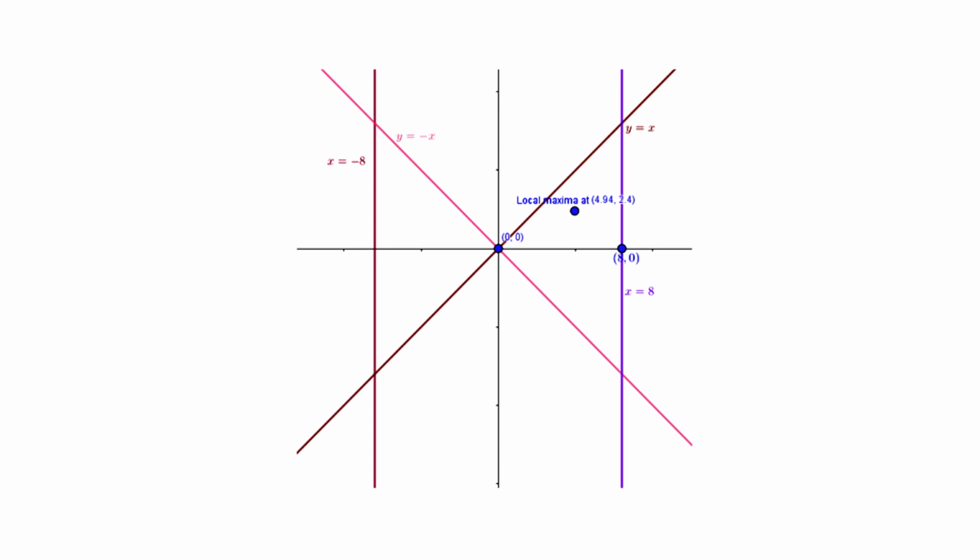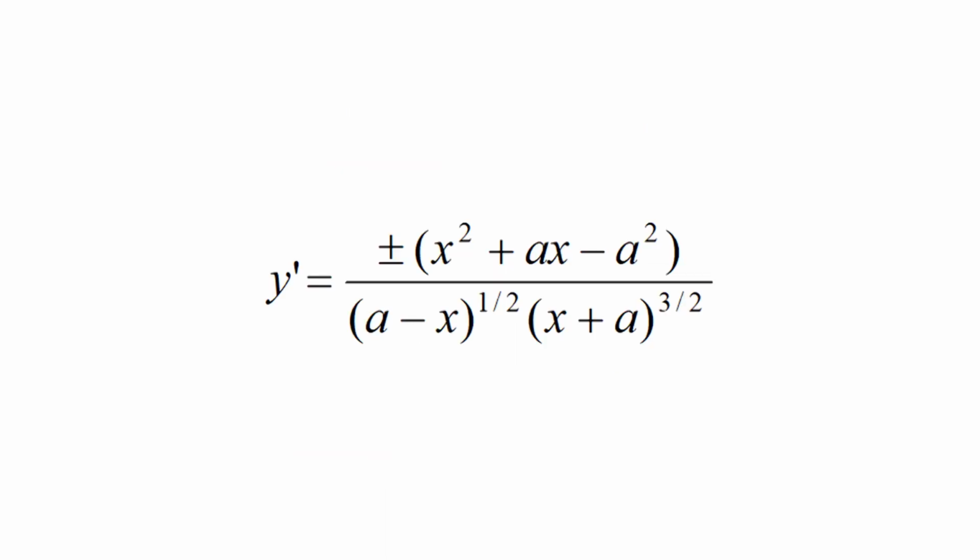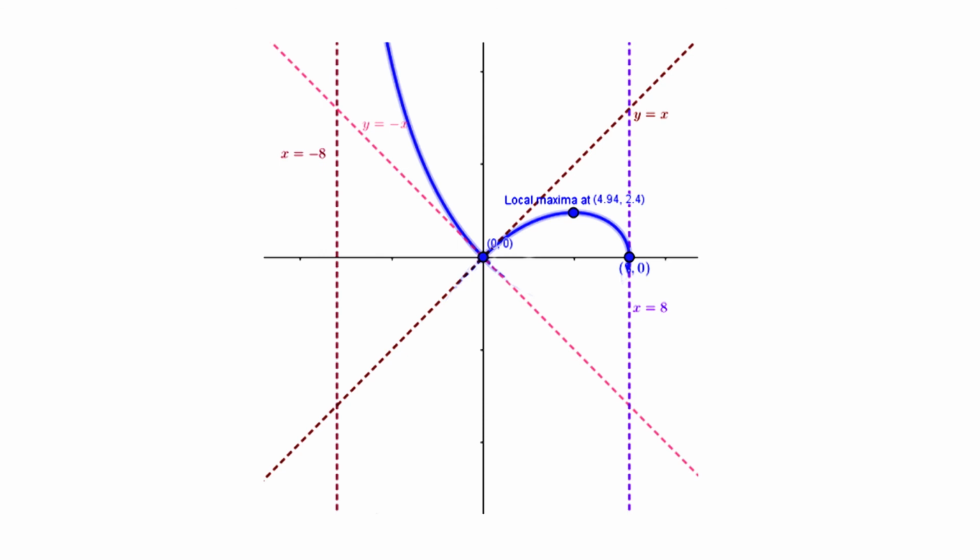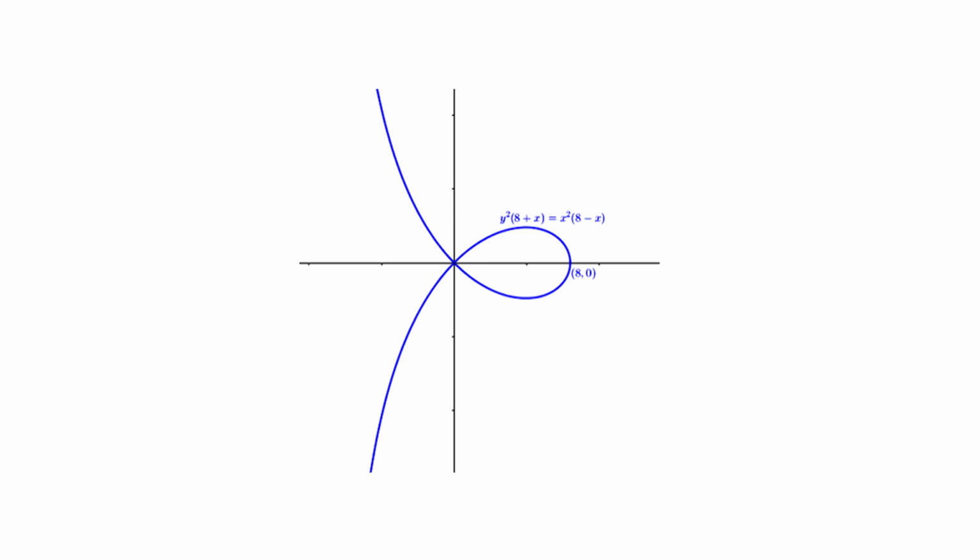At x is equal to a, the denominator of y dash, which is plus or minus x square plus a x minus a square whole divided by a minus x to the power half into x plus a to the power 3 by 2, goes to 0, thus getting a vertical tangent at x is equal to a. We may now complete sketching the curve above x axis and taking a reflection about the x axis complete the task.